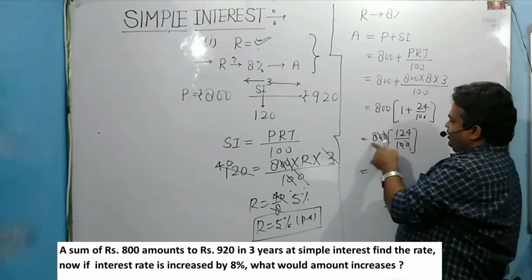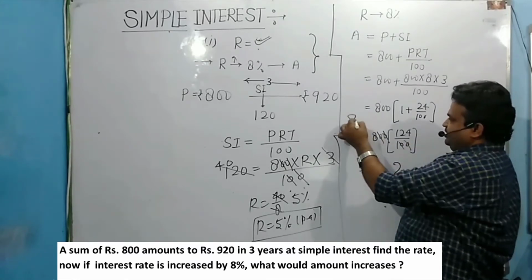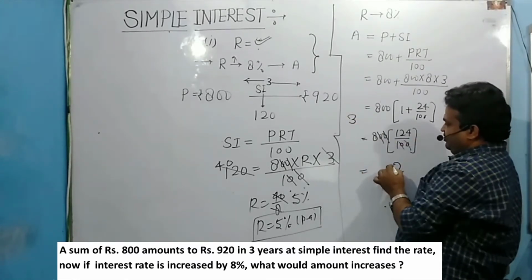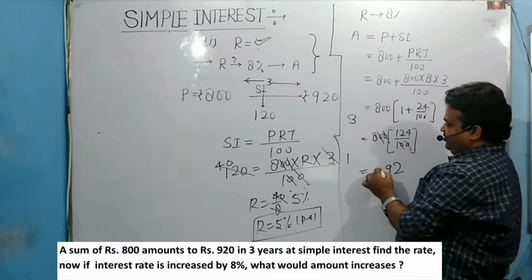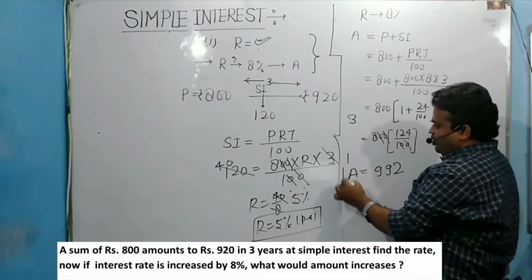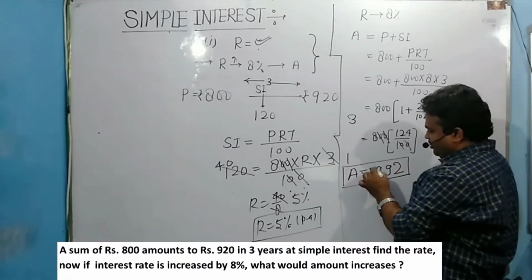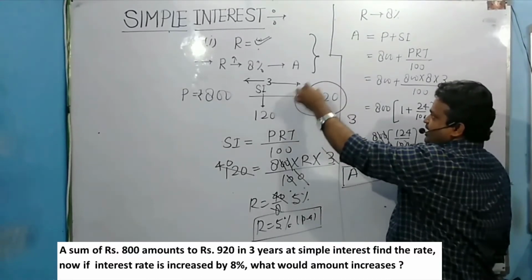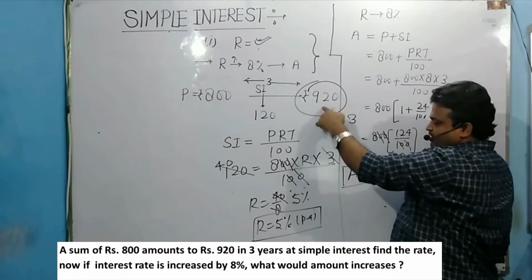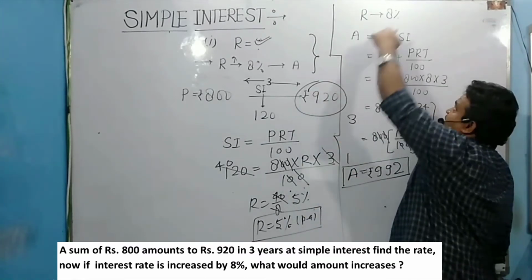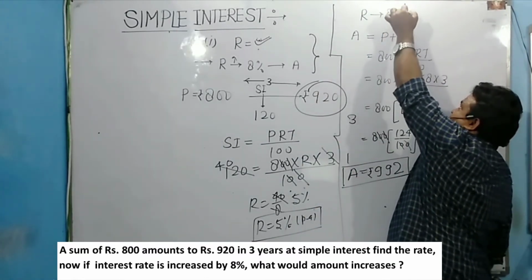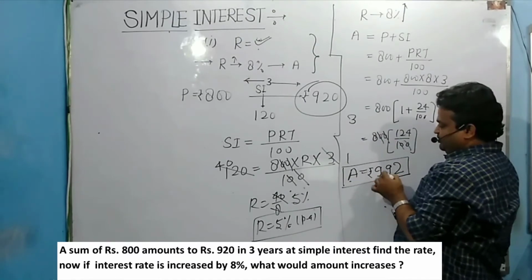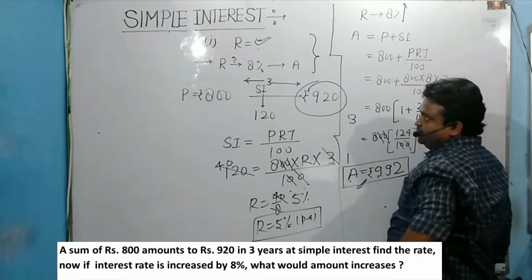2020 gone. 8 4s are 32. 2 carry 3. 8 2s are 16, 19, 1 carry 1. 8 9s are 72 plus 1, 9. So now the amount increases to 992. Previously it was what? 920. Now 920 at the rate of 5%. Now if the rate increases up to 8%, your amount is increased up to 992. So this is the solution of this question.